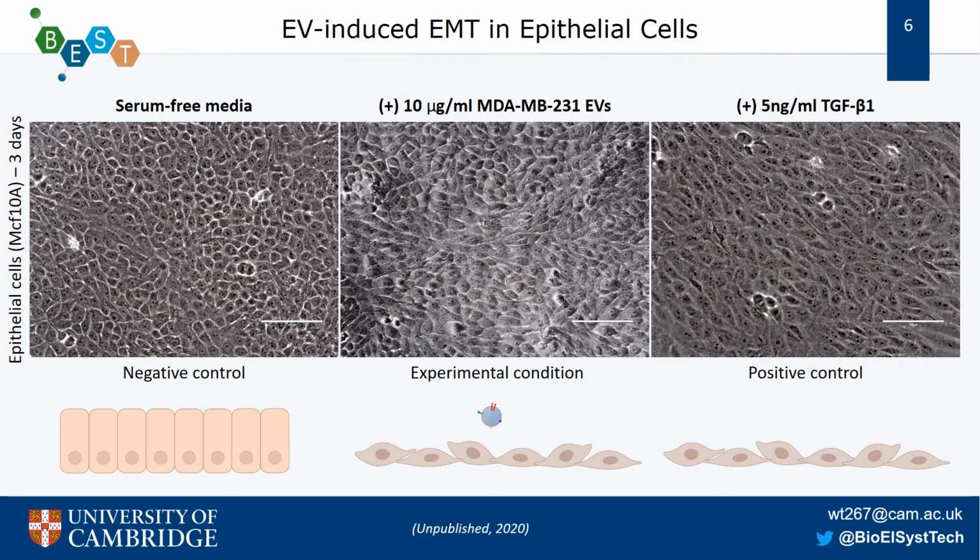So in the middle, in our experimental condition, we can see that the cells treated with cancer-derived EVs have now assumed a morphology very similar to the positive control, which indicates that the EVs are inducing a change in phenotype, potentially a mesenchymal phenotype.